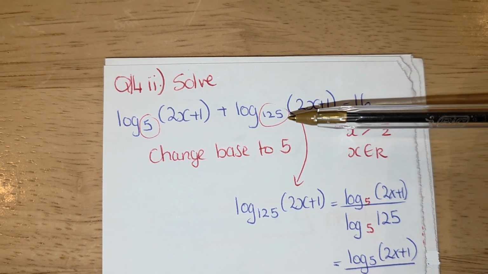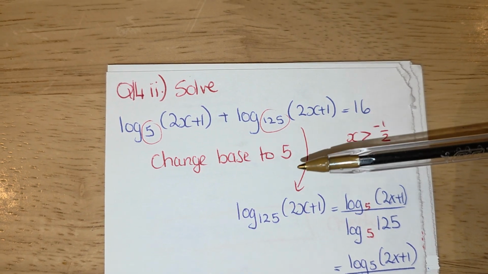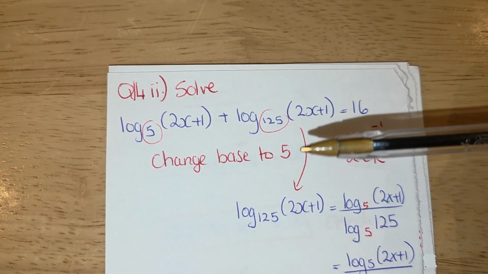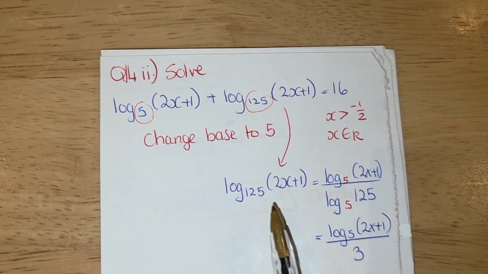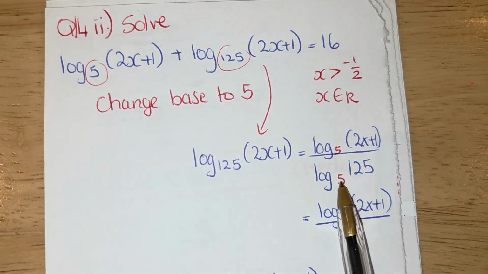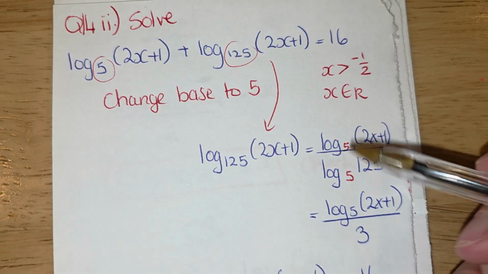5 is a factor of 125, so I would change that to a base of 5. Easier to go with the smaller base number. Okay, so that's what I'm doing next. I am rewriting the log of that bracket base 125. I'm going to write it so that it has a base of 5 instead. So apply the rule from the log tables.